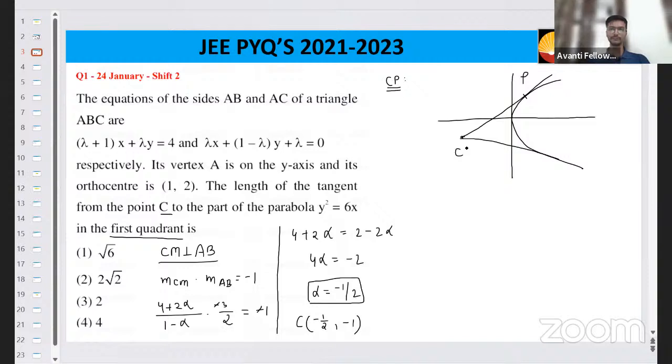We have the coordinates of C, which is minus 1 by 2, comma, minus 1. Now we need the coordinates of P. How to get the coordinates of P, guys? 4 plus 2 alpha into 3. 4 plus 2 alpha into 3. These are the coordinates of P.